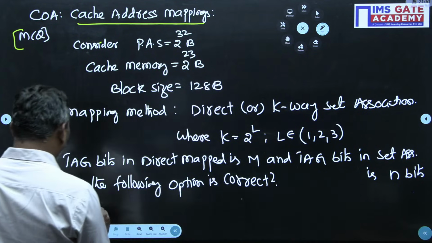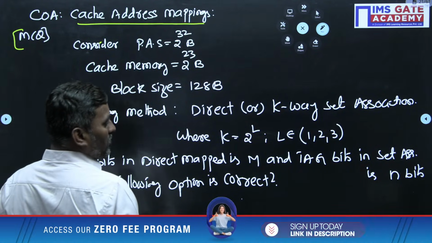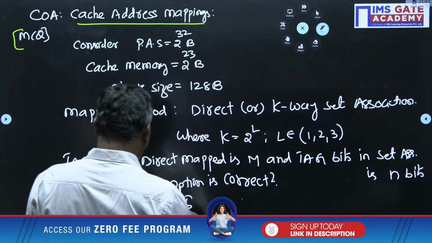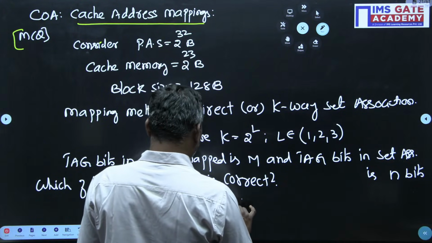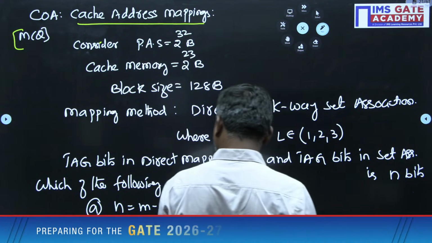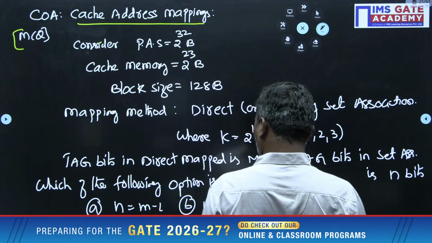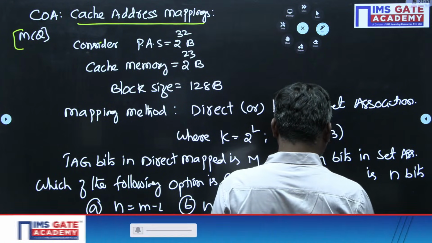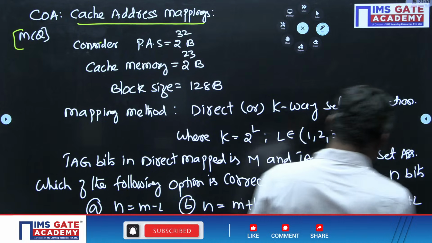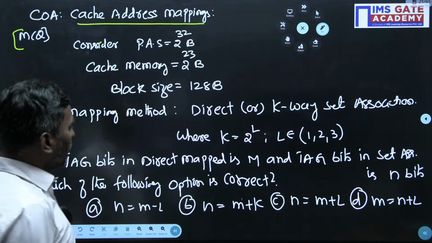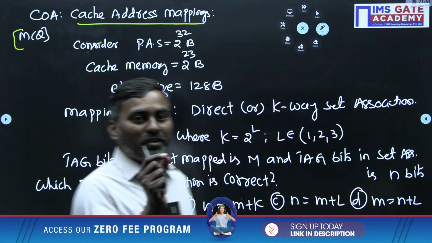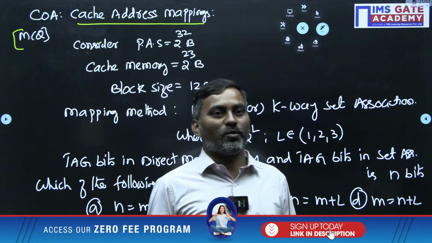Option A is given as the relation n equal to m minus L. Option B, n equal to m plus k. Option C, n equal to m plus L. Option D, m equal to n plus some kind of relation. You might have noticed. Check it now. They are simply asking the relation between tag bits in direct mapped and set associative.